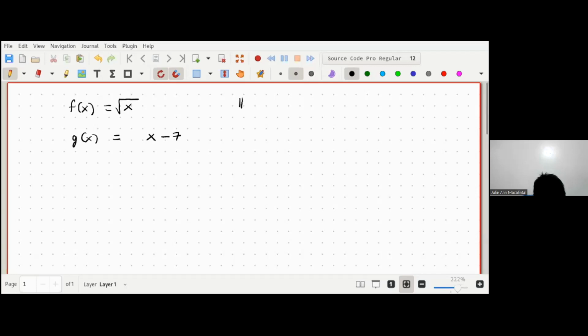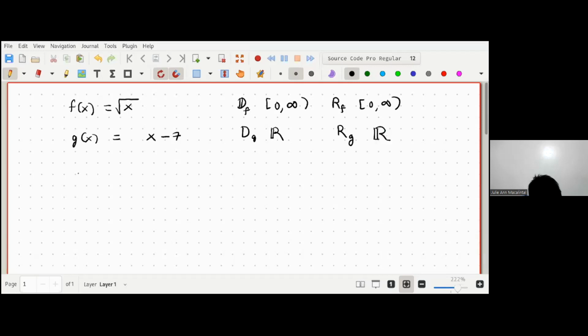So tingnan natin. Ano domain? So domain ng f, range of f, domain of g, range of g. So yung square root of x, yung domain niyan, all positive numbers. Positive and 0. Yung range, ganun din. Square root gives us either 0 to positive infinity. Ngayon, yung domain ng G is all real. Yung range ng G, that's going to be all real.